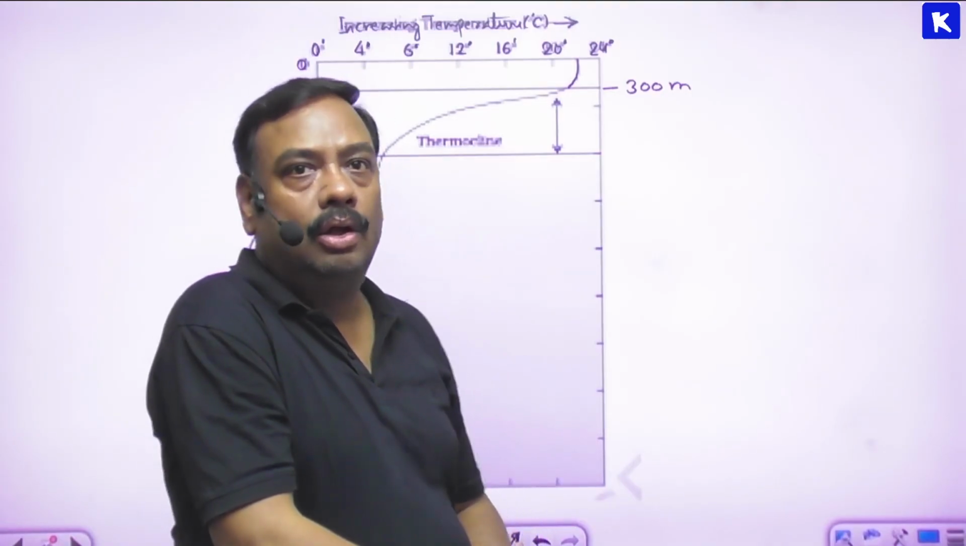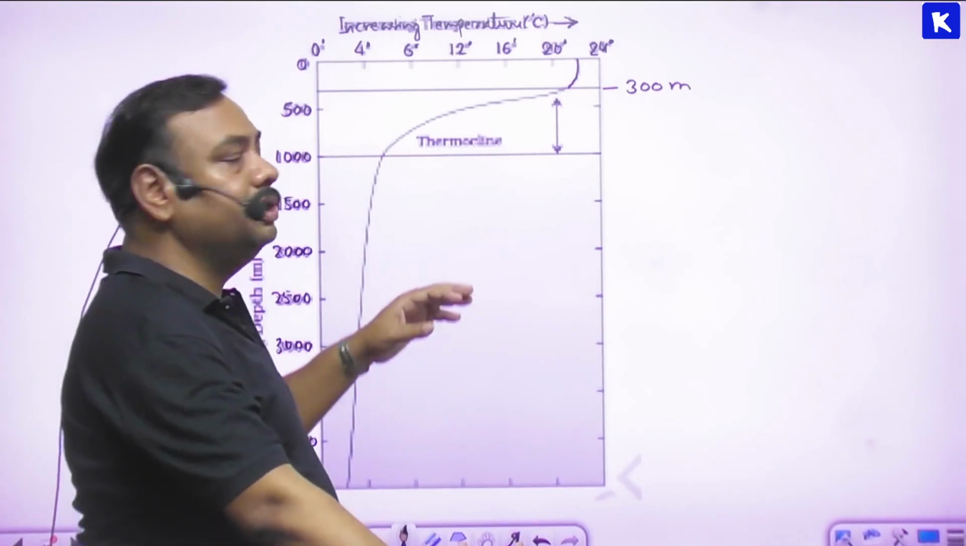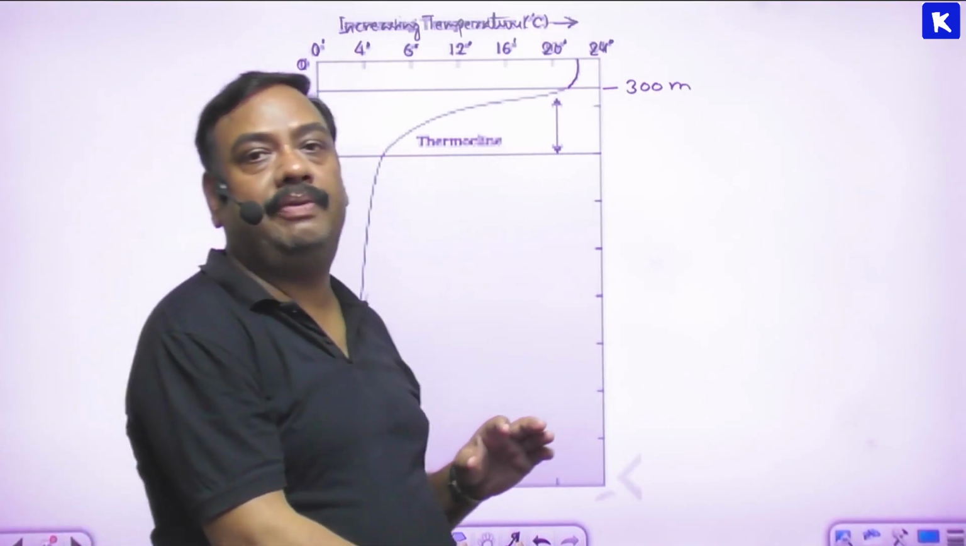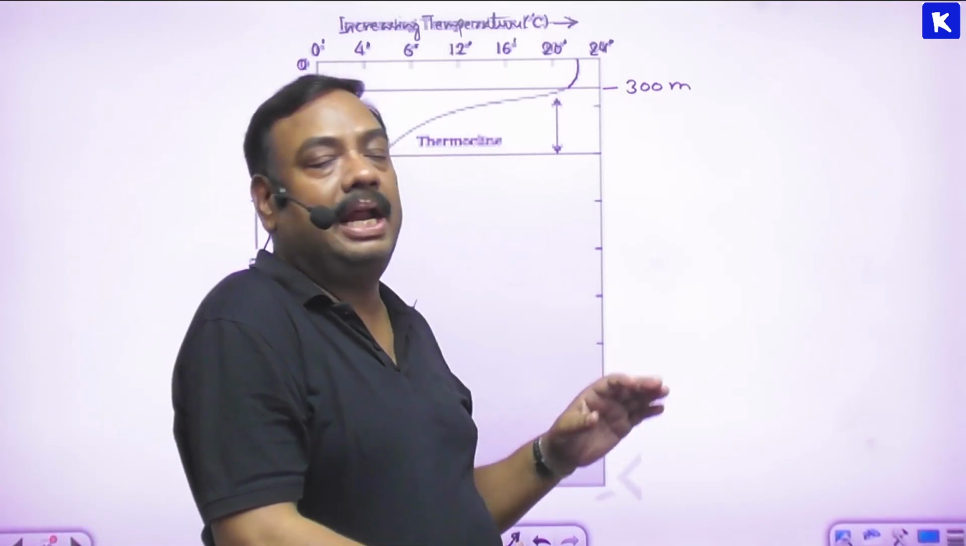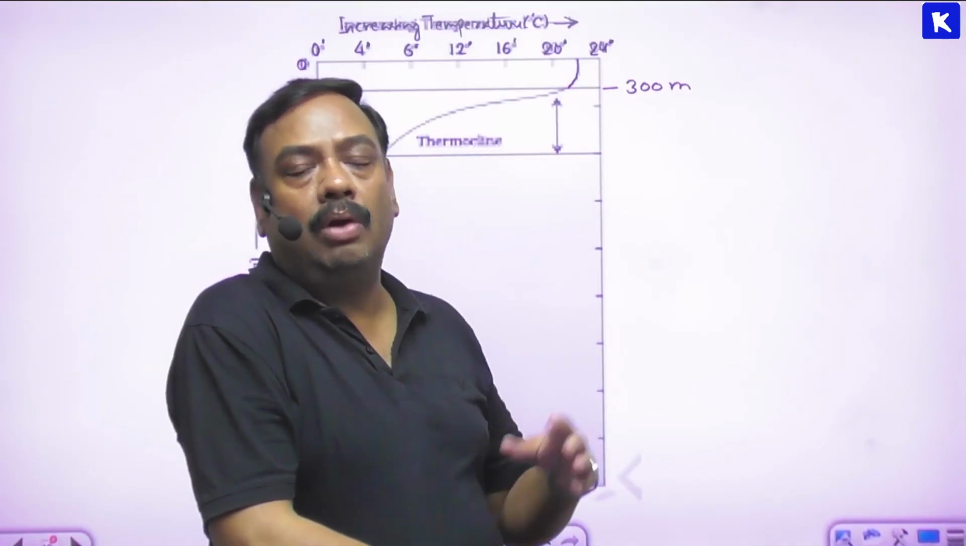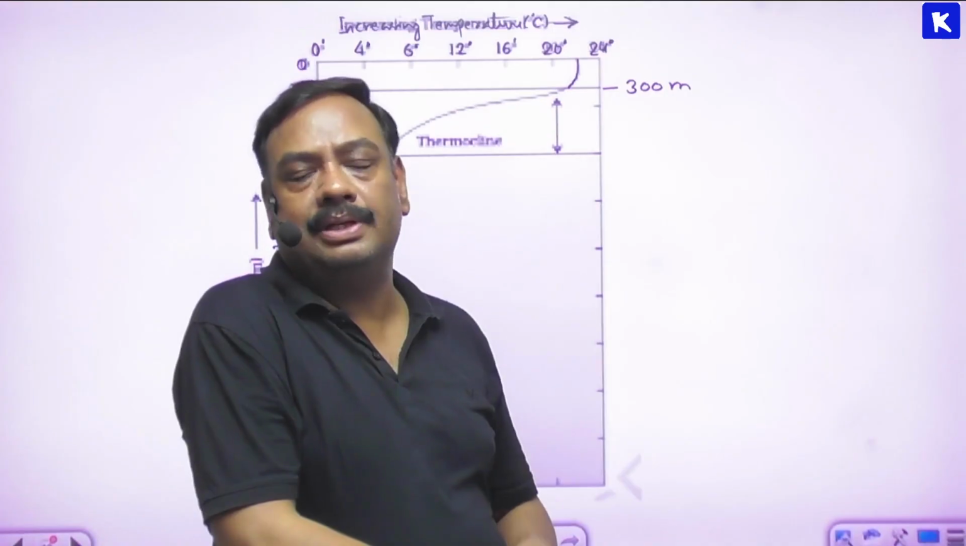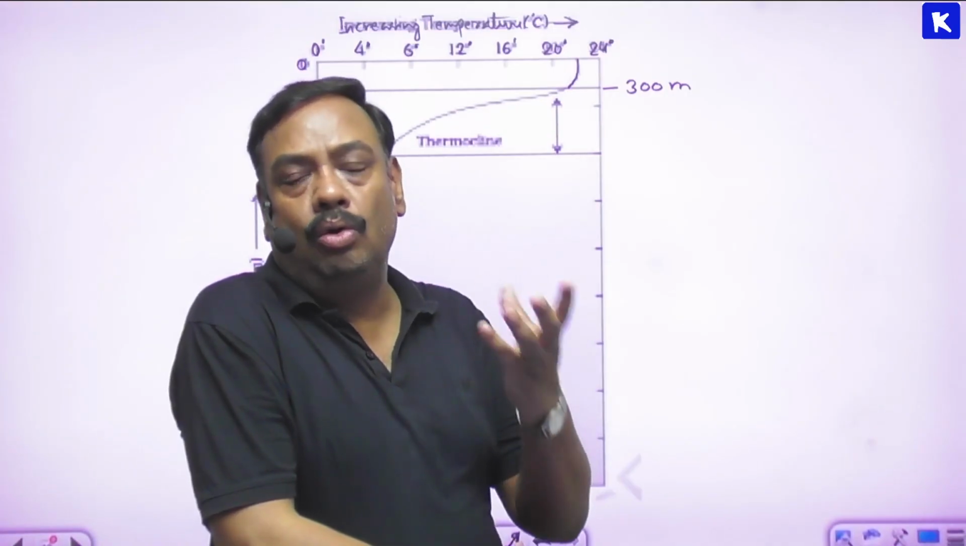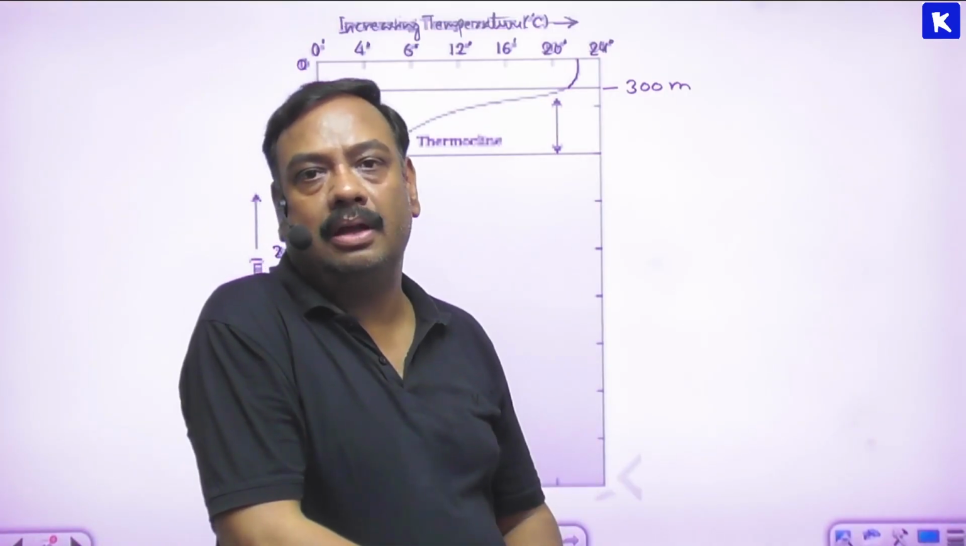So if only 2 degrees Celsius of temperature has decreased at a depth of 300 meters, you can imagine what the rate of decrease in temperature would be. It is a very low rate of decrease of temperature. Got it?